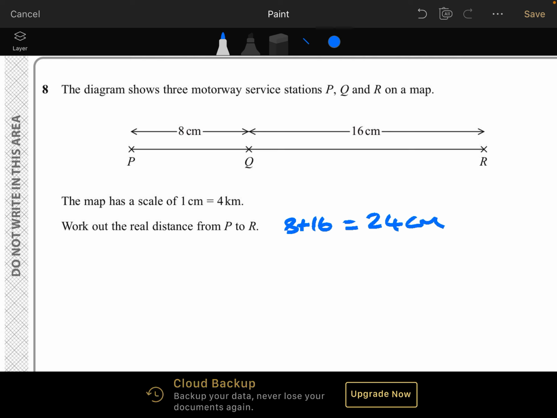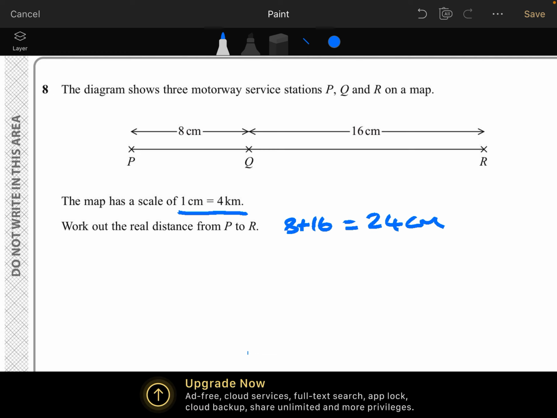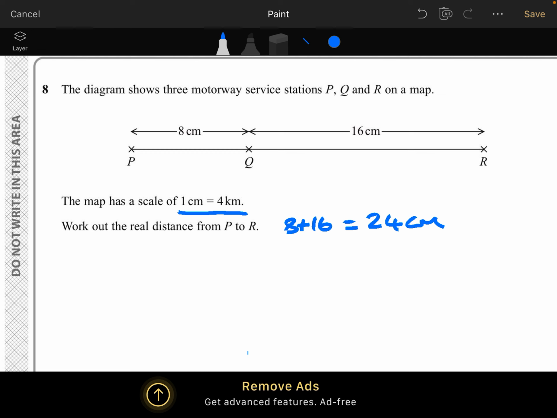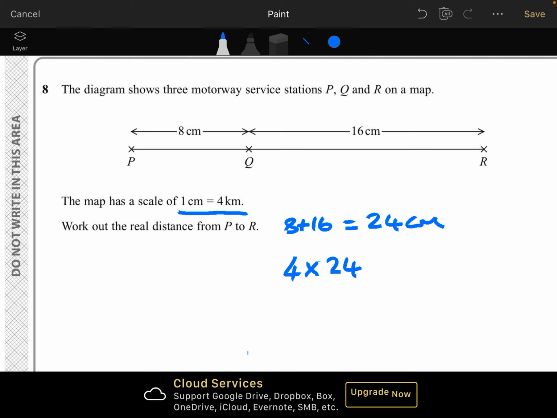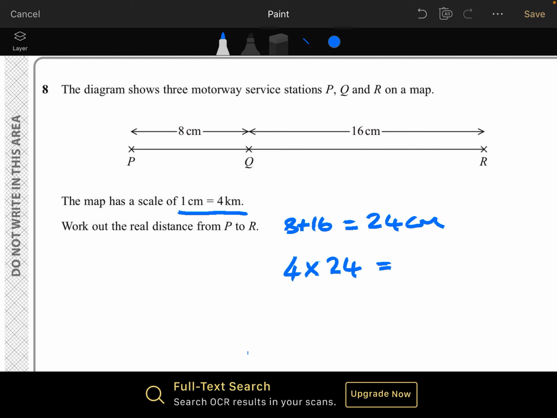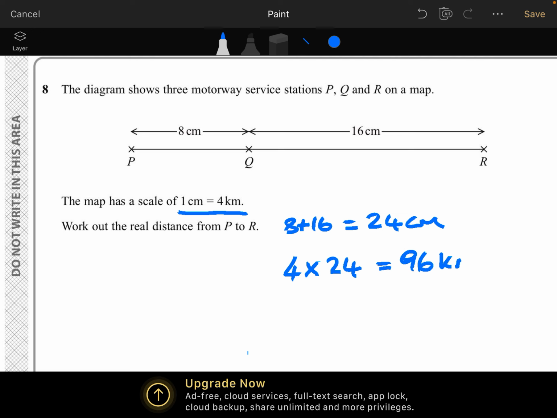So we know it's 24 centimetres, but the scale tells me for every centimetre it's worth 4 kilometres in real size. So I want to do 4 times by 24. And 4 times 24, we are allowed to use our calculator here, so probably I wouldn't be doing that one in my head just in case I made a mistake. And 4 times 24 is 96 kilometres in real life.